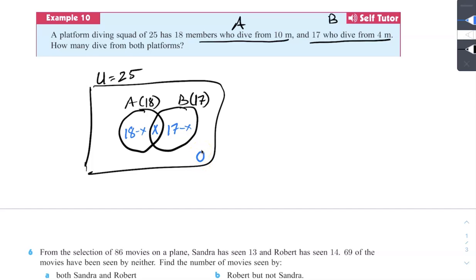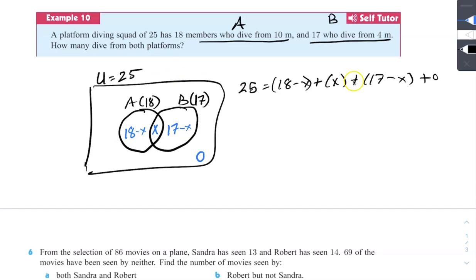Again, most of the time they should let us know that though. So how do we figure out what x is? Well, like we talked about, we have all 4 regions of the Venn diagram. So I just add them all up and set equal to the universe, which is 25. I'm going to add: 25 is going to equal 18 minus x plus 17 minus x, I guess, and then plus 0.